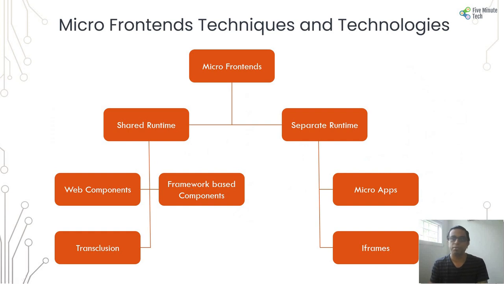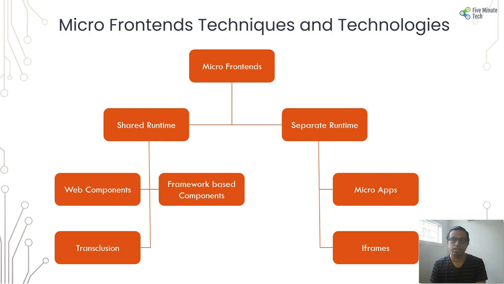So how do you implement the micro frontend technique or design, as you can say? Micro frontends can be implemented in different ways. There are two main categories: through a shared runtime, wherein they are running on the same runtime, or through a separate runtime. For separate runtimes, the technologies involved are micro apps, building small applications and putting them into your main base application, and iframes, wherein you embed your application in a specific iframe.